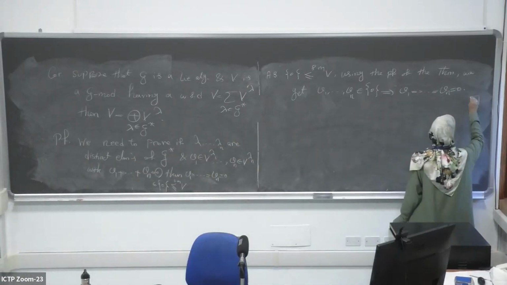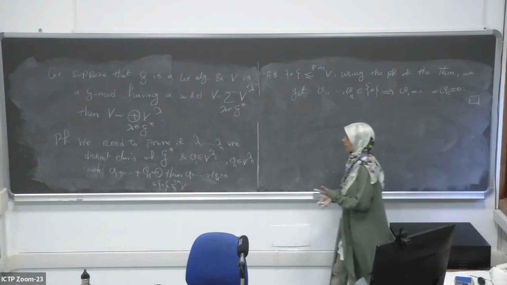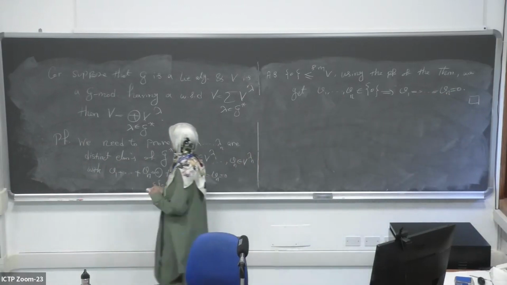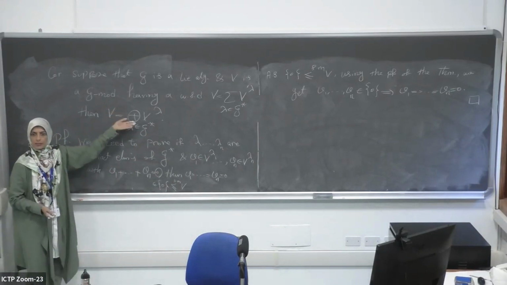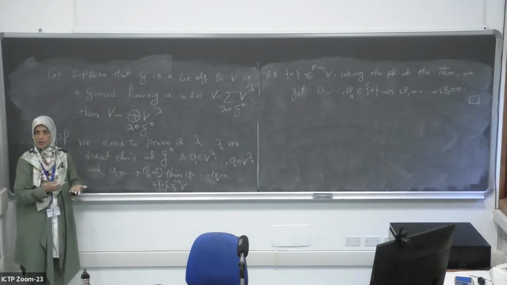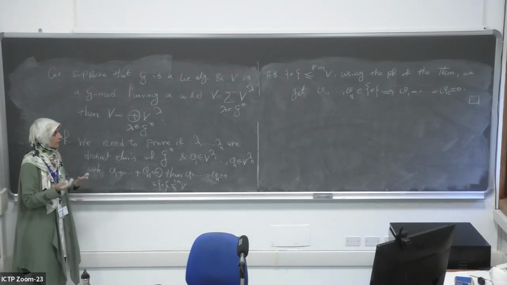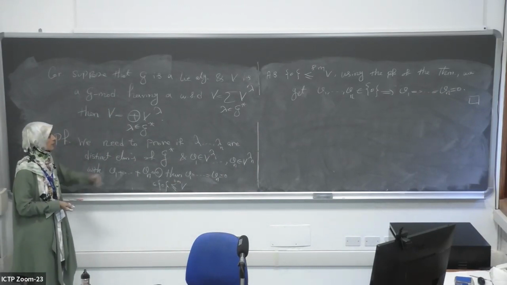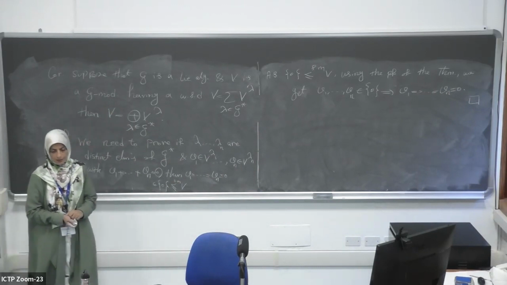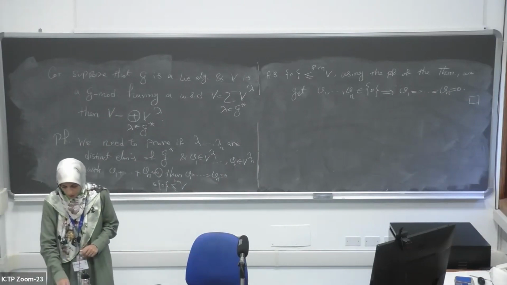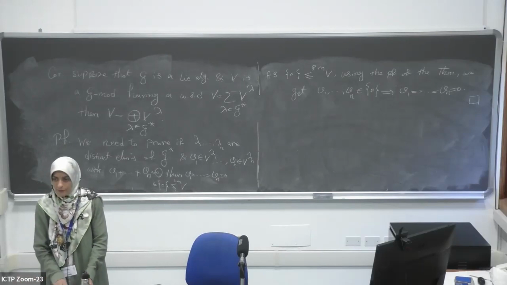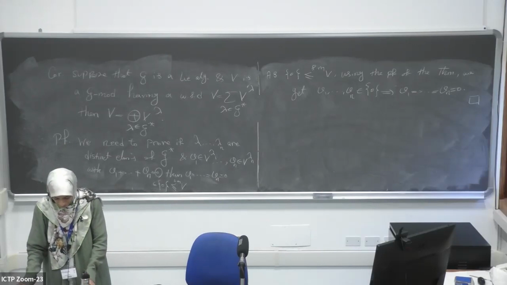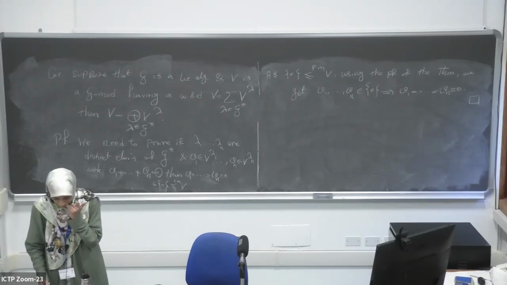So when you want to show that we have such a decomposition, it's enough just to prove that it is a summation. And the direct sum is an immediate consequence of the summation. Okay. Any question? Everything is clear? Okay.